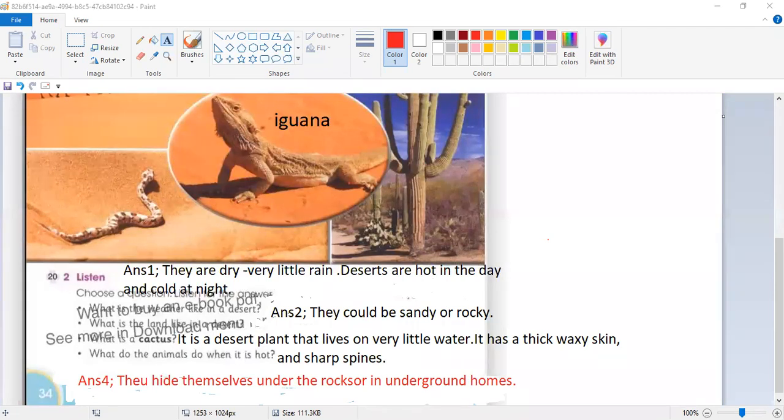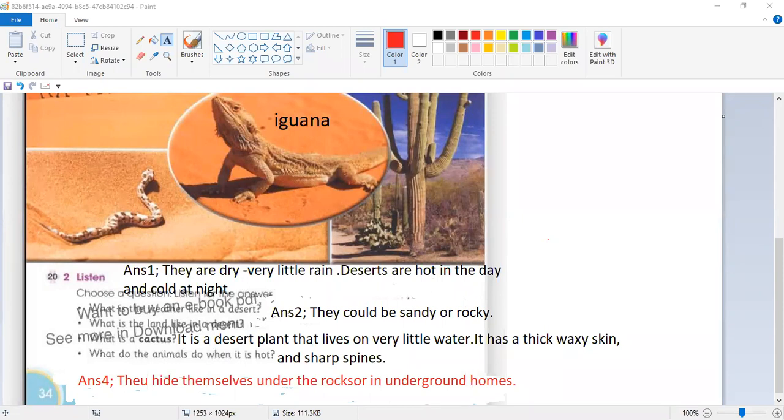Now we get question number 2. What is the land like in a desert? Some deserts are rocky deserts. For example, here in Saudi Arabia, in Taif, where we are living, if you go to the area of Shifa and Al-Hada, you see there is sand and there are also mountains. So these places are like rocky deserts and they are not like sand deserts.